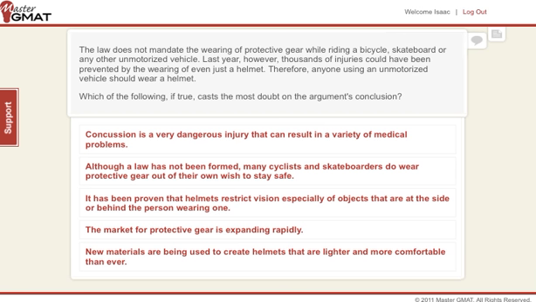Here we are with the MasterGMAT critical reasoning question. It's of medium level, and for those of you who actually want to try the question, you can pause it for about a couple of minutes and then unpause it in order to listen to the explanations. You can pause it now.